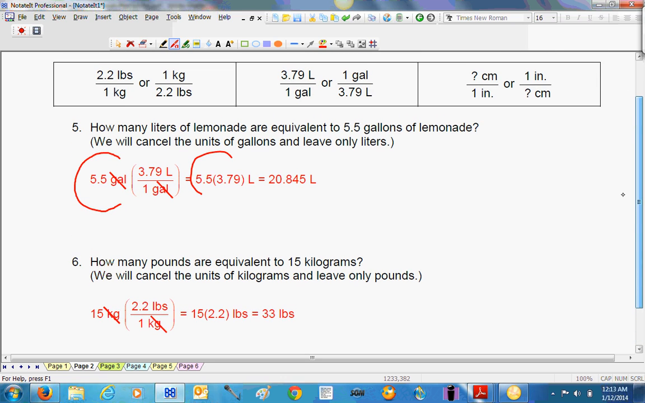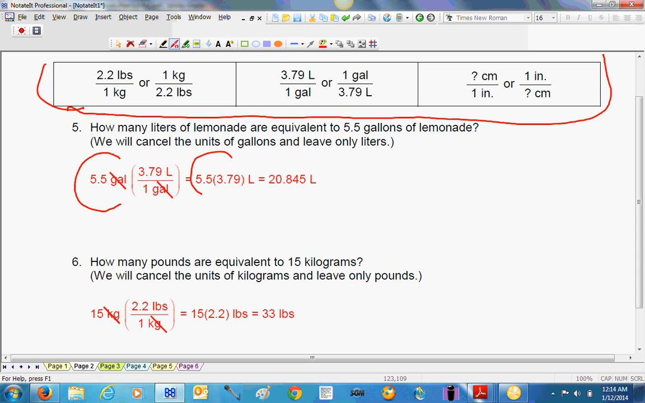Okay, so let's see, can we do 7 and 8? Remember, I hope that you go ahead and copy this part down. So stop the video, copy this part down, because we're going to use this for problems 7 and 8 as well.